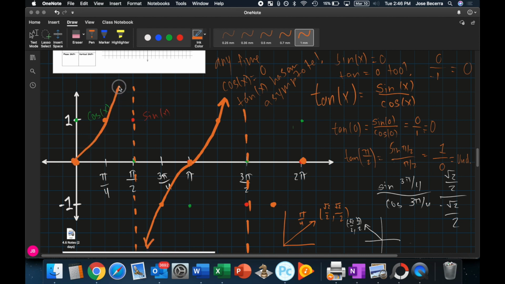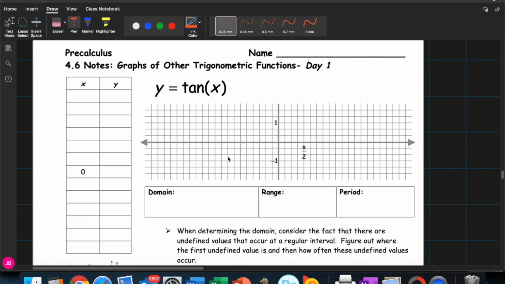And of course, just like sine and cosine, it repeats indefinitely. So it can just keep on going and going. So now we're actually going to go through the notes. 4.5 showed you how to graph sine and cosine. 4.6 is talking about the graphs of other trigonometric functions, specifically tangent and cotangent.